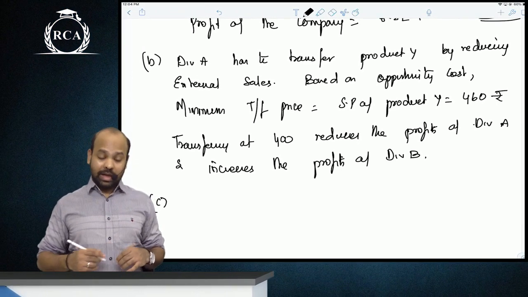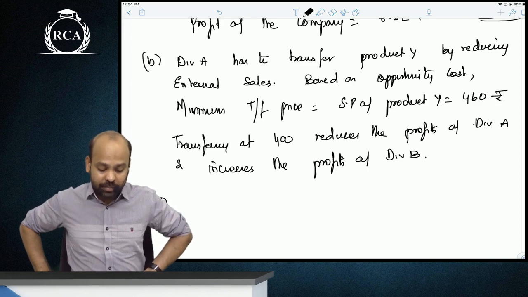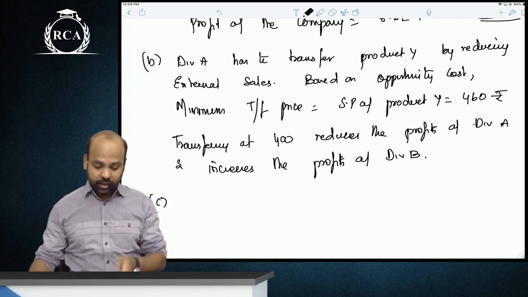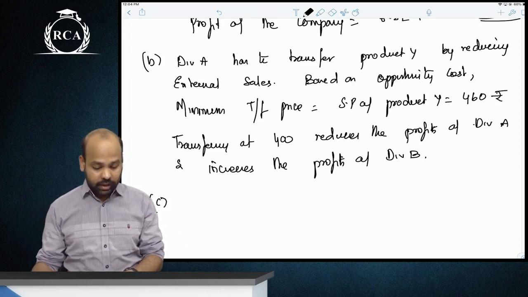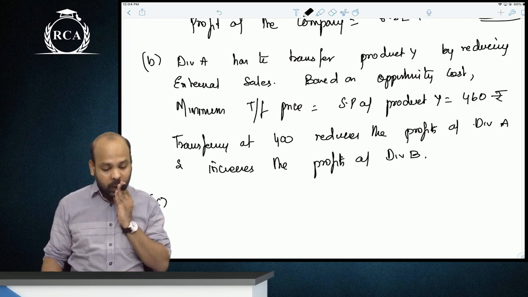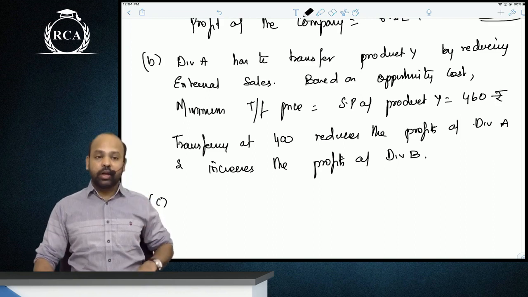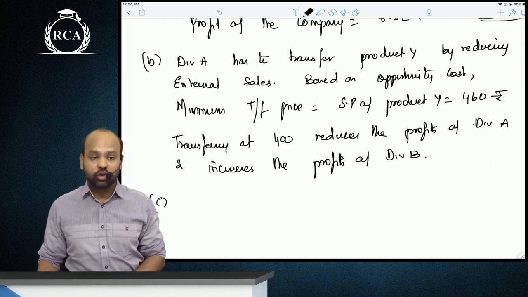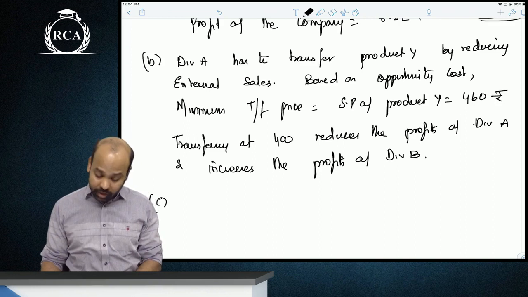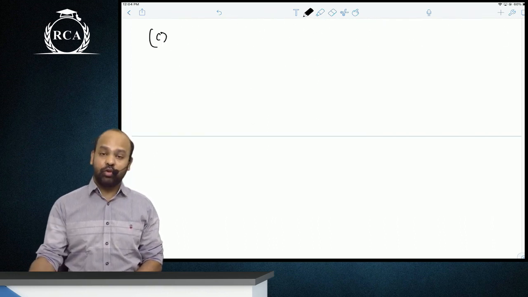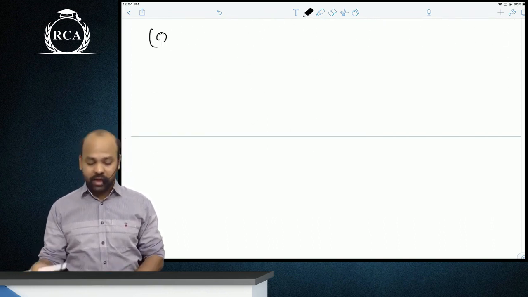Third bit, guys: calculate the impact on profitability if the capacity of division B is enhanced to 5000 units by making a capital expenditure of 6 lakhs at a 15% cost of capital, and the transfer price is the true market price, that is 460 rupees. Okay, they're transferring it internally.